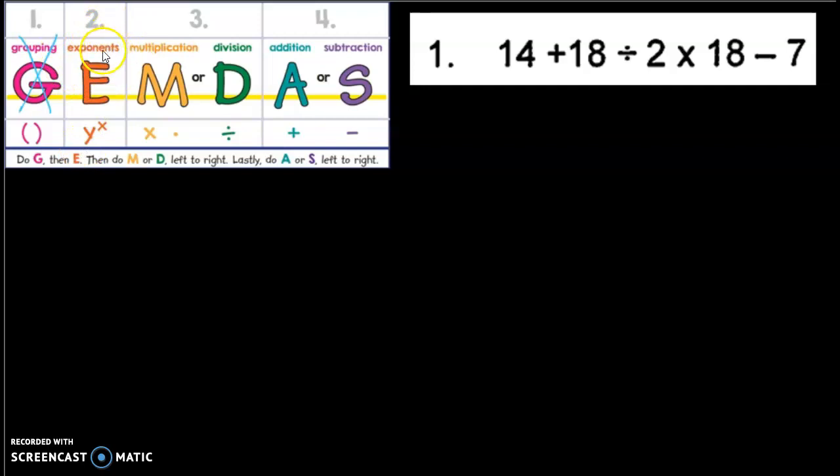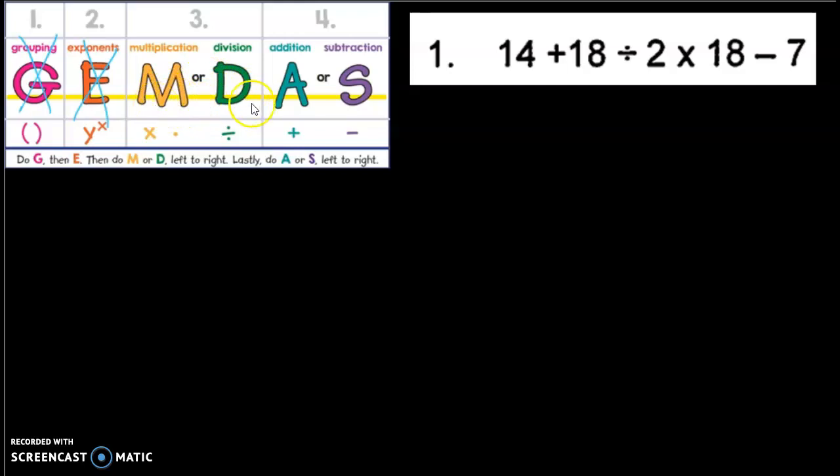Step 2, it says E is for exponents. So I want to go ahead and scan my problem. No exponents here either. So sweet. So cross that one out. That one's done. We are already into step 3. Pretty nice. So step 3 says that I need to deal with all of the multiplication and division.